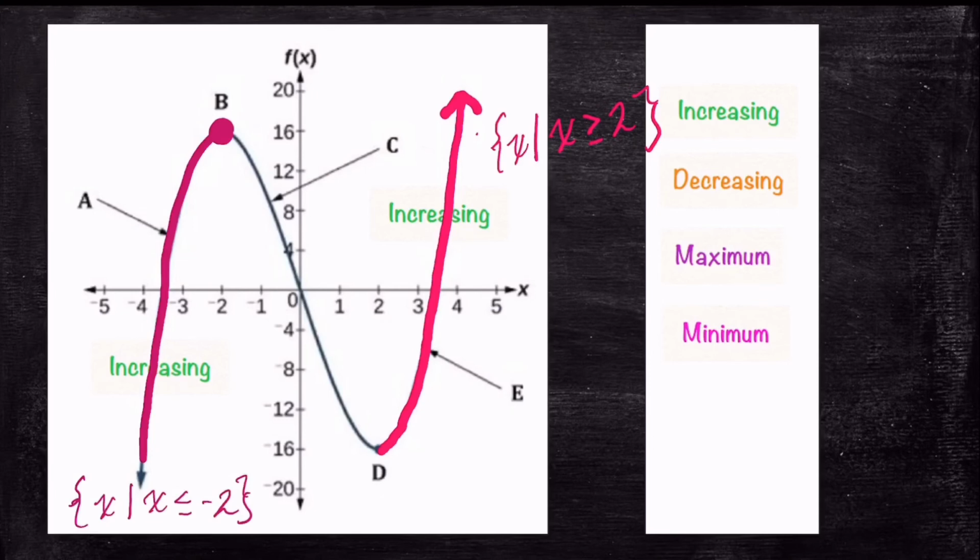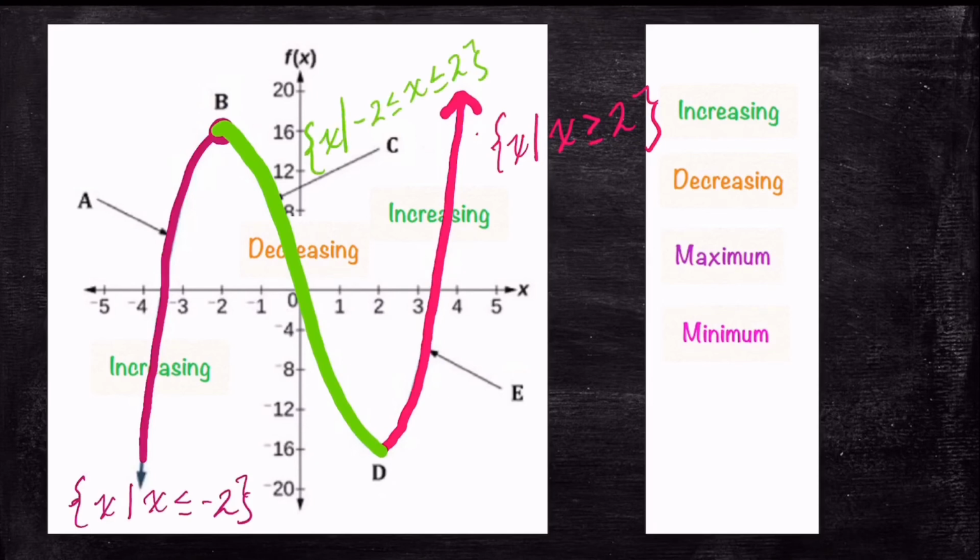So as I move from B to D, my graph went down. My x values are going up, but my y values are going down. So this is a decreasing interval. So we've got to be careful how we write this one. We're going to say that my graph decreases from -2 is less than or equal to x is less than or equal to 2. So from -2 to 2, my graph decreases. Okay?